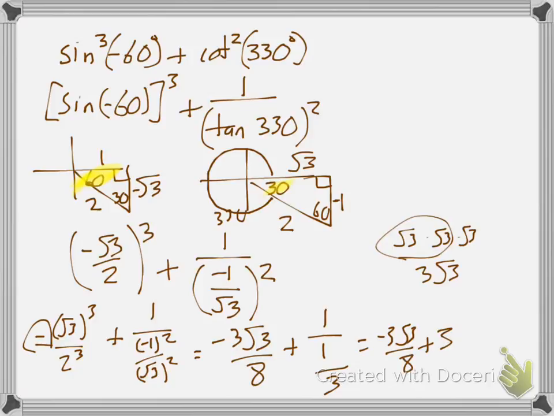We probably should get a common denominator. So let's change the color here. 3 and 3. Oh, not 3 and 3. It's 8 and 8. So 3 times 8 is 24. So this would be negative 3 square root 3 plus 24 all over 8. And that's what I'll be looking for.